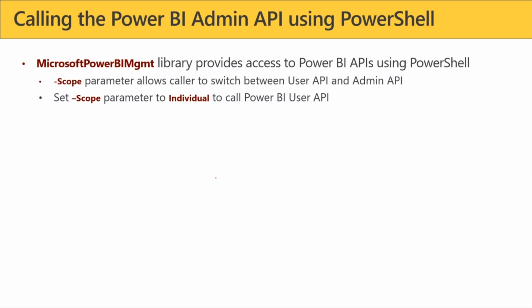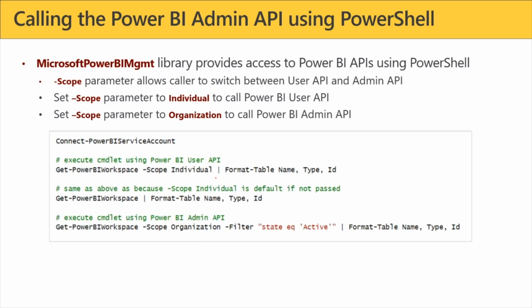So if you set the scope parameter to individual, it calls the Power BI user API. If you set the scope parameter to organizational, it calls the Power BI Admin API. So let's look at this code here. If we look at the very first line of code inside here, it says scope individual. So when I run this, it's going to call get groups and just give me back the workspaces where this user is a member. In the next one, I don't really include scope, so the default is scope individual.